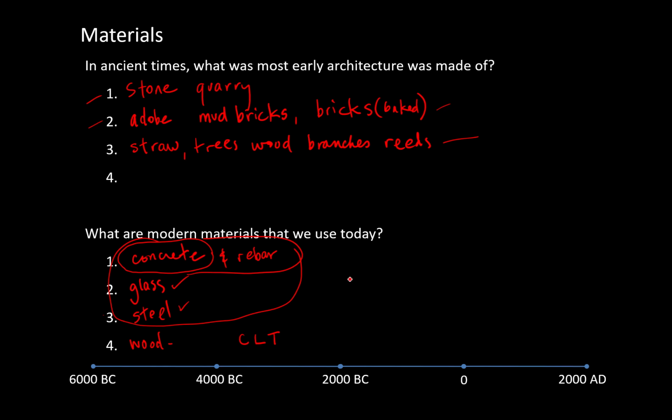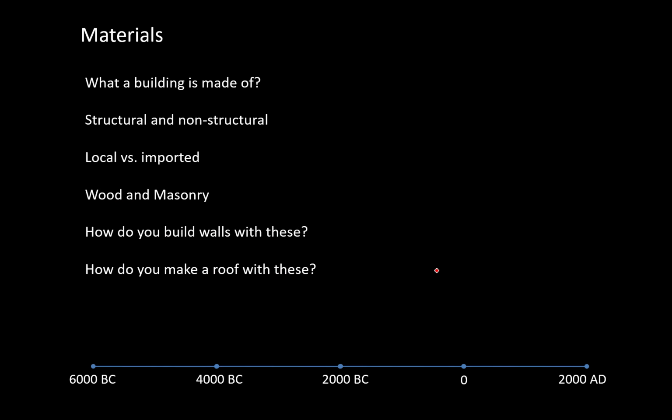And of course, we still use bricks, stone. When we talk about what a building is made of, we have to decide, are we talking about the structural materials? What's holding up the walls and the roof and the floors inside of it? Or are we talking about the non-structural materials, like stucco on the outside or wood siding? Most of the time when architects ask what a building is made out of, we're talking about the structural materials. And when we talk about non-structural materials, we might call them finish materials.